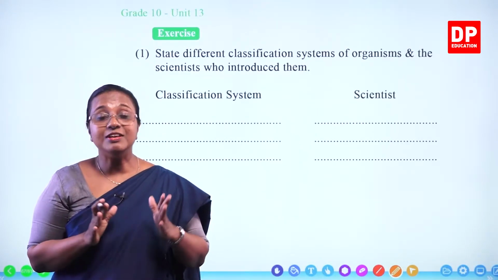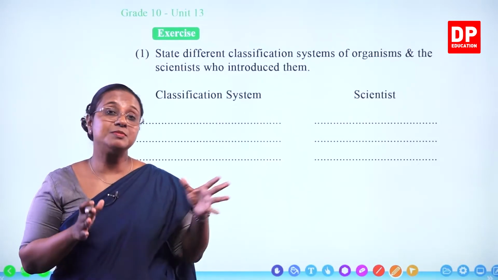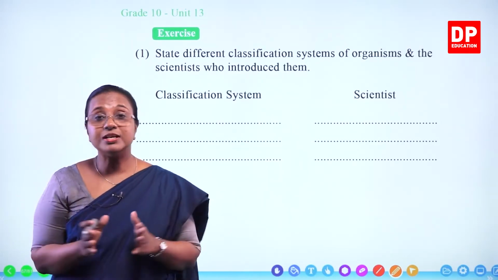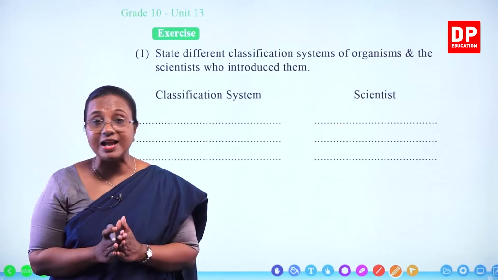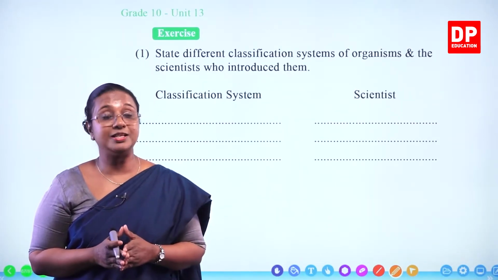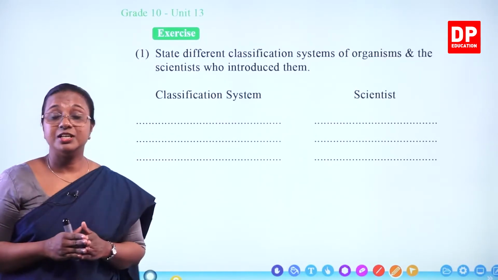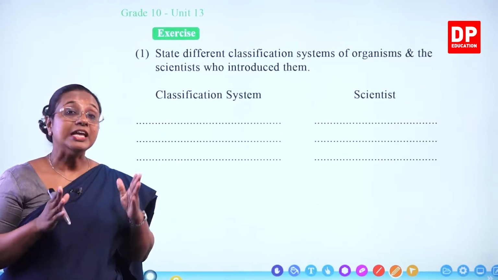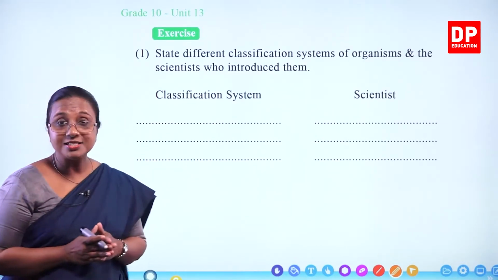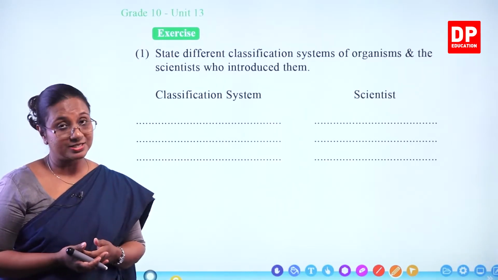Under that, we discussed the three-domain classification and the groups of organisms belonging to it in somewhat detail. Thereafter, we discussed binomial nomenclature. I am sure you all would have answered the questions given in your textbook as well. If not, answer the questions first and then listen to my discussion.